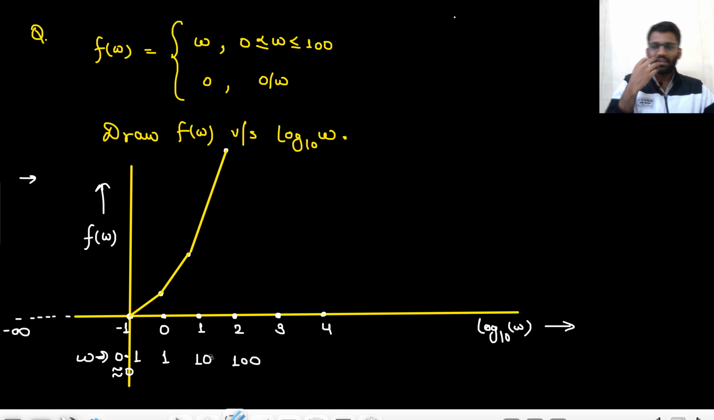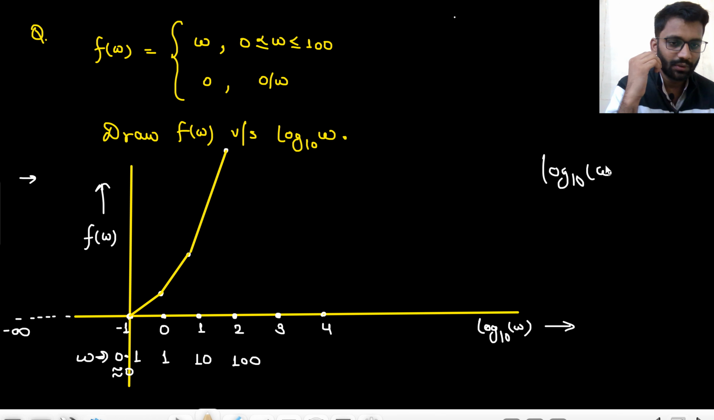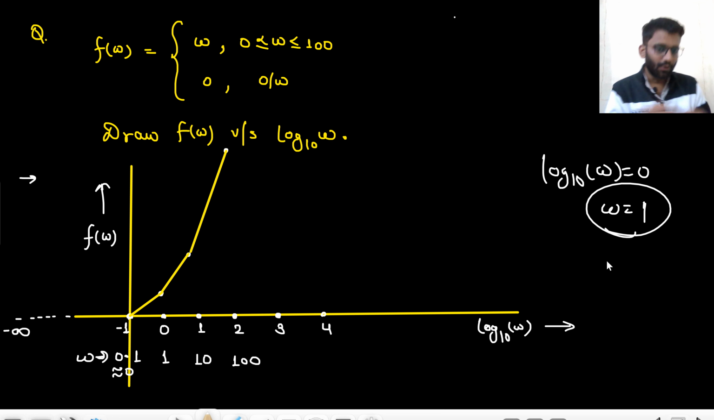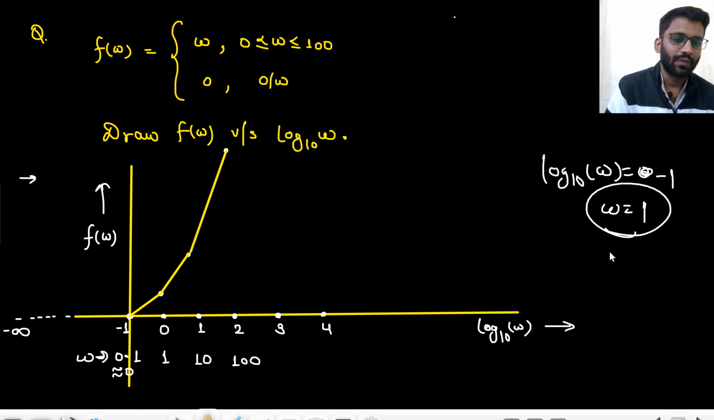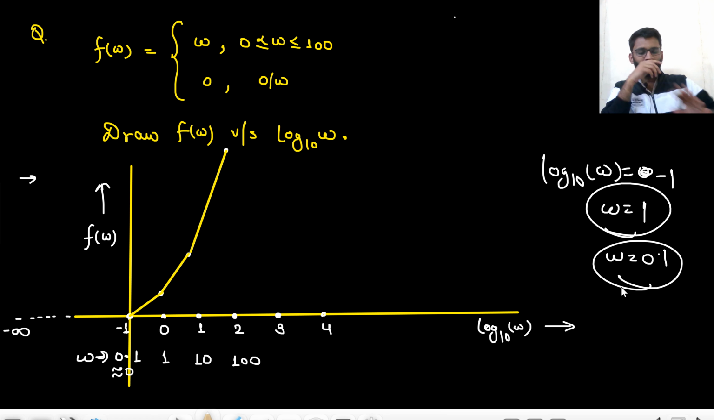Now similarly, we are drawing f of omega versus log tan of omega. The first thing we notice here is that we can't start from omega going to 0, because we can't start from log tan of omega equals 0. If we start from here, omega will be equal to 1 only. But we need lower values of omega as well. So we are starting from log tan omega equals to minus 1, so we will get the value of omega that is 0.1, which is near to 0.